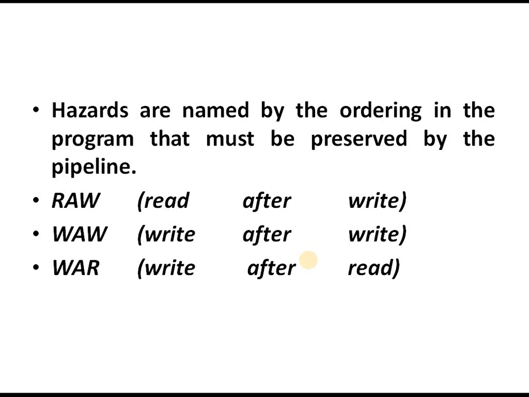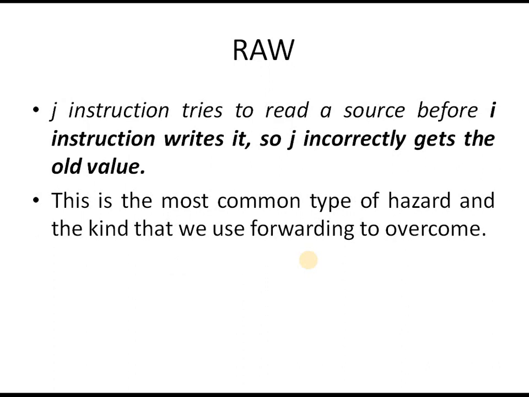All the data hazards discussed here involve registers within the CPU. By convention, the hazards are named by the ordering in the program that must be preserved by the pipeline: RAW, read after write; WAW, write after write; and WAR, write after read data hazards.